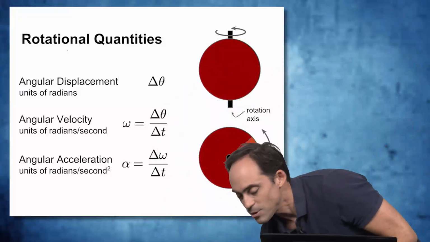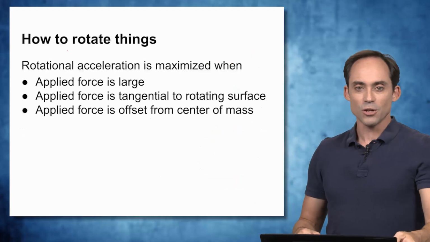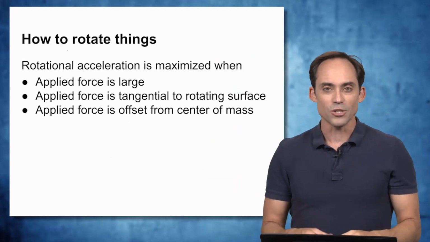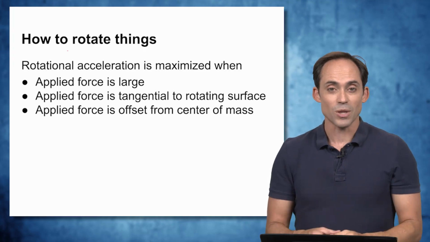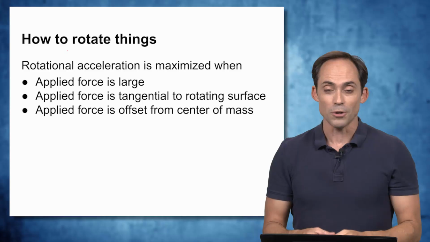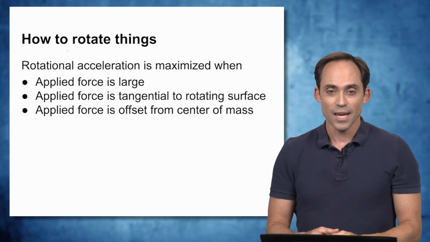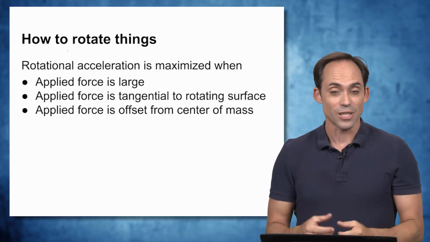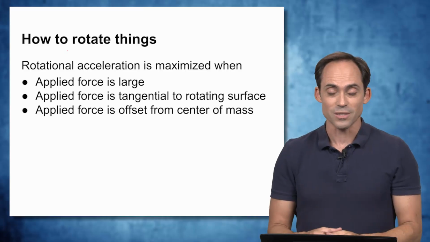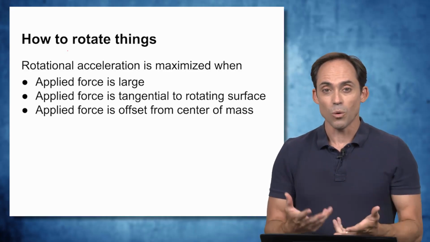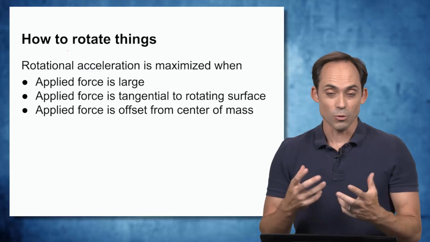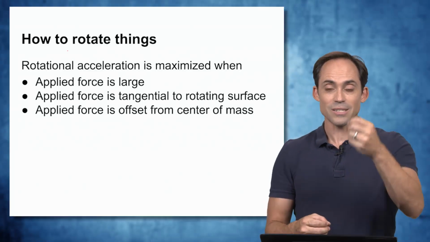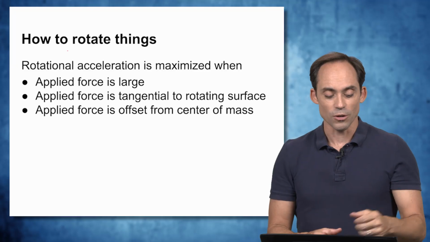So using those observations, we can come up with three general rules of how rotational acceleration occurs and how that rotational acceleration is maximized. It's maximized when the force that I apply is, of course, large. If I pull harder, I'm going to get more rotation. It has to be a force that's applied tangentially to the rotating surface, in this case, the wheel itself. And you get more rotation when you apply a force that's offset a greater distance from the center of mass, or the center of the rotation axis. Something about that distance helps us spin an object further along.